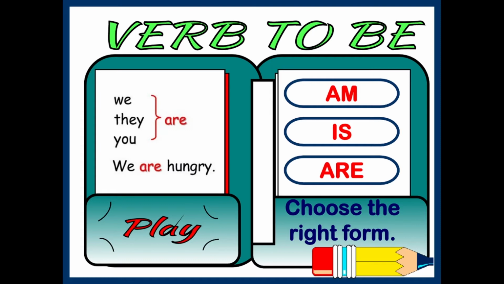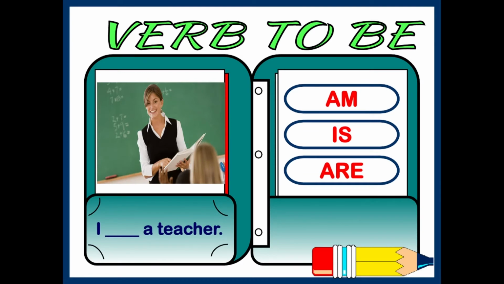Now, we, they, you are used with are. However, with you, we use are. Are is also used with pronoun that are more than one person, place or thing. We are hungry. So, children, let us understand the uses of am, is, are with help of an exercise.